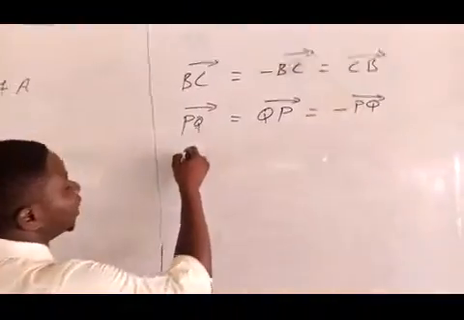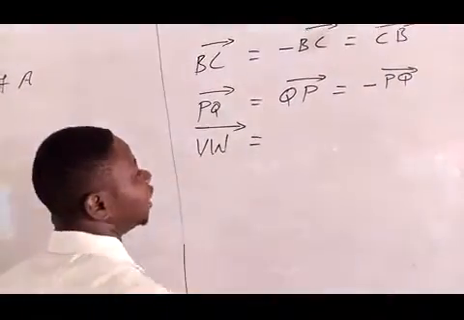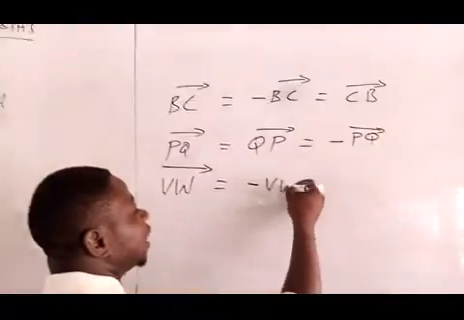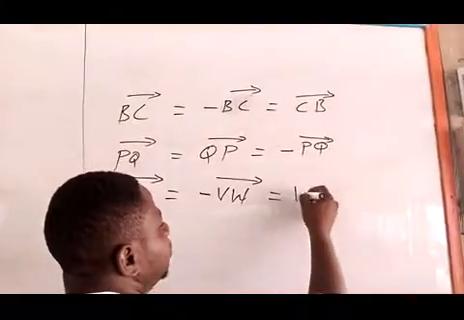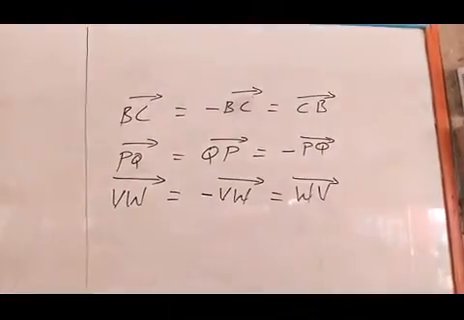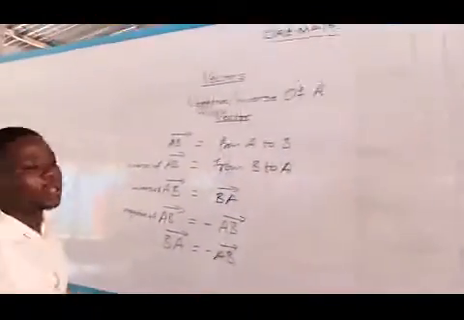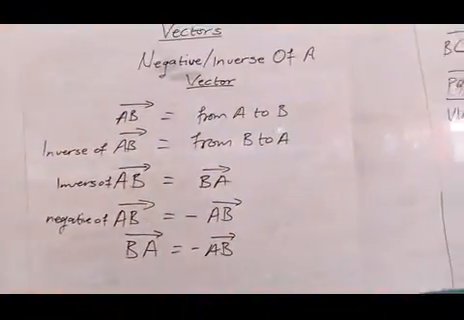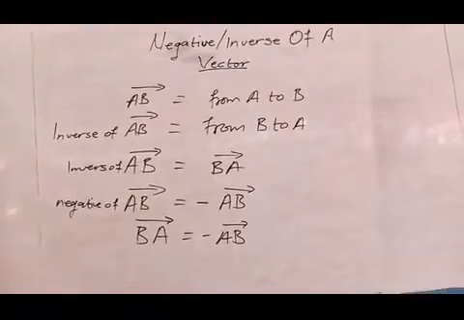Let's say we have vector VW. Then the inverse of VW is the same as minus VW, all right? And then it can also be written as WV. Okay, so that is what is meant by the negative or the inverse of a vector. It is very basic and simple.